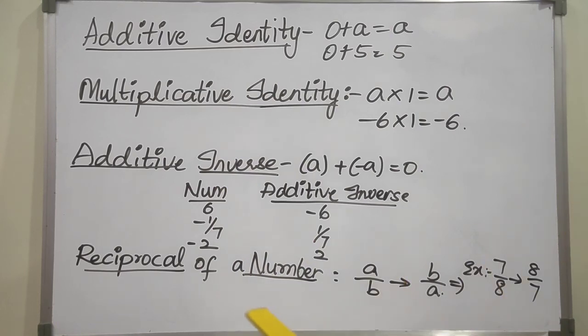Now we shall go on to study the reciprocal of a number. Now consider this a by b as any rational number. Okay, now the rational number a by b has a reciprocal here. Means the reciprocal of a by b is b by a. Means the denominator has become the numerator and the numerator has become the denominator here. That is called the reciprocal of a rational number. For example, 7 by 8 has become 8 by 7 here.